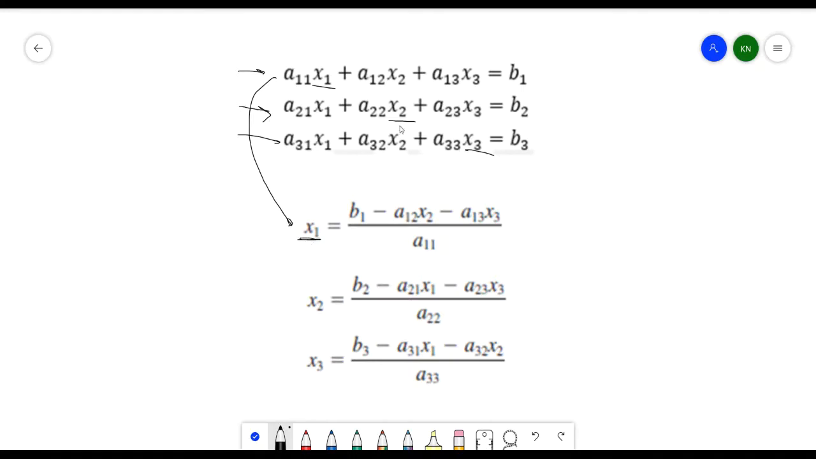Repeating the process, we also need to find the equation of our x sub 2 from the second equation, or from the second linear equation. So we can have b sub 2 minus this one minus this, divided by the coefficient of our x sub 2, which is a sub 22. And then the same process, we need to find the equation of our x sub 3. Repeating the same process, we just need to move the other variables to the other side of our equation. So that gives us x sub 1, x sub 2, and x sub 3. Now we already got the equations of our x sub 1, x sub 2, and x sub 3, then we can use them later for solving for the roots of our linear system.